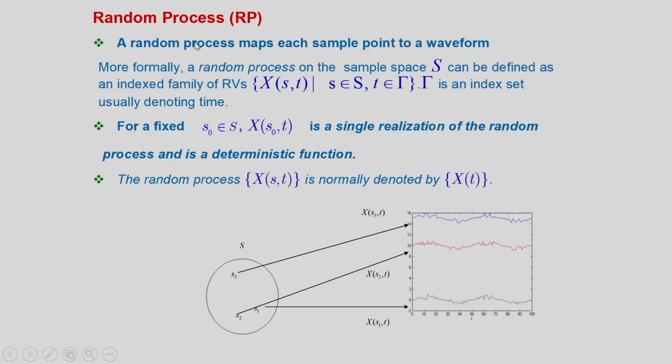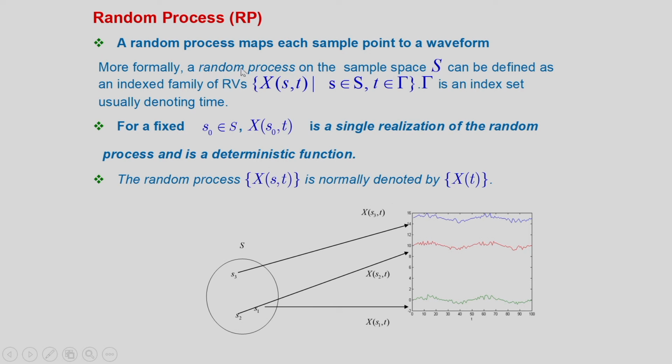We will start with the definition of random process, which we will abbreviate as RP. A random process maps its sample point to a waveform, unlike a random variable which maps a sample point to a point on the real line. Here it will be mapped to a waveform like this. Suppose this sample point is mapped to this waveform. This is the time axis. So, there is a waveform varying with time, and one sample point will be mapped to one of the waveforms.